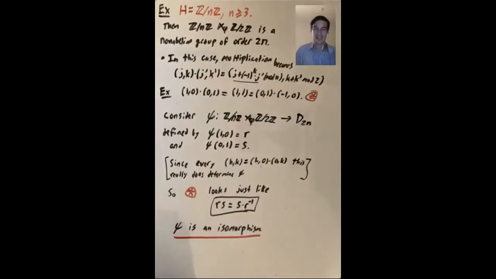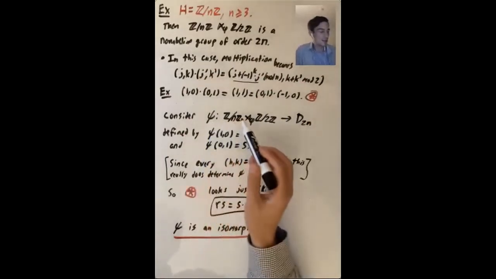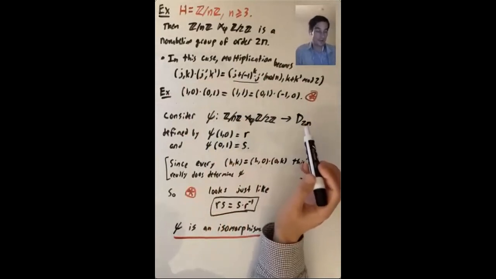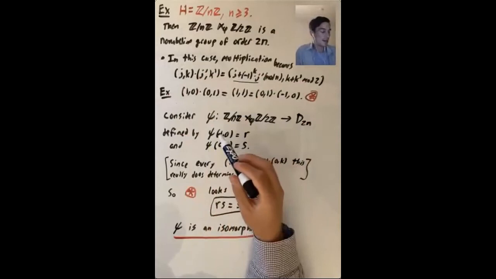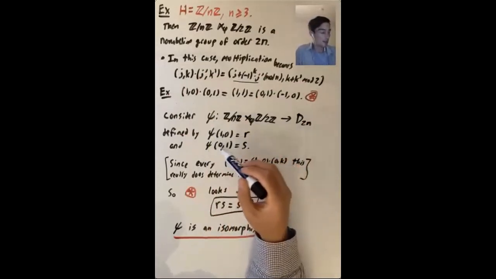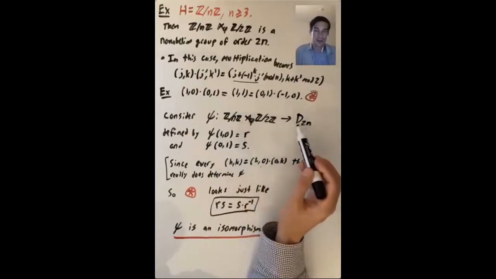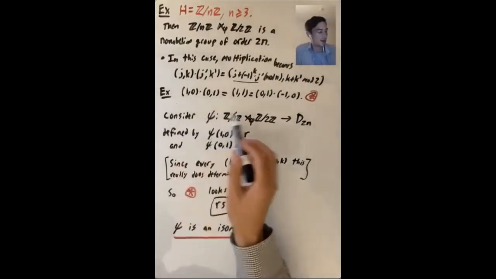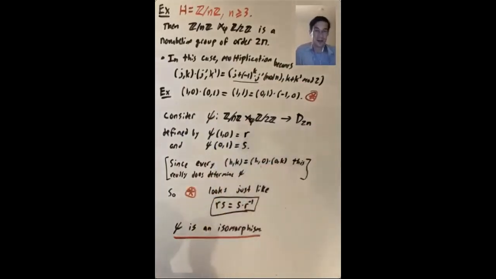So let's consider this map psi, which takes this semidirect product to D2n. And we're going to define this map by saying psi applied to (1, 0) will be R, and psi applied to (0, 1) will be S, with our regular naming for the elements of D2n. I'm just telling you where it sends two elements, but we want this map to be a homomorphism. And remember, a homomorphism is determined by where it sends a generating set.